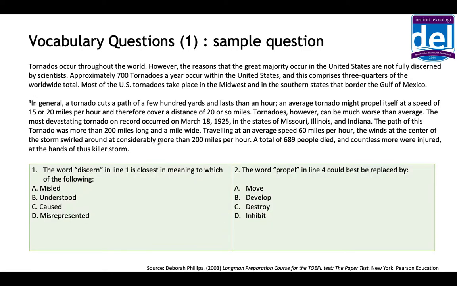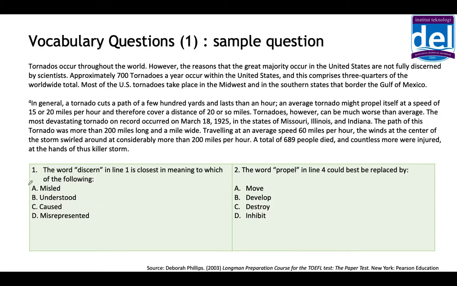Let's look at a sample question. First, we go to the question and it says the word discern in line 1 is closest in meaning to which of the following. So we are required to determine the meaning of the word discern in line 1. But you have to keep in mind that before you are able to answer this question, you have to understand the meaning of its options. So you have to know the meaning of misled, understood, caused, and misrepresented.